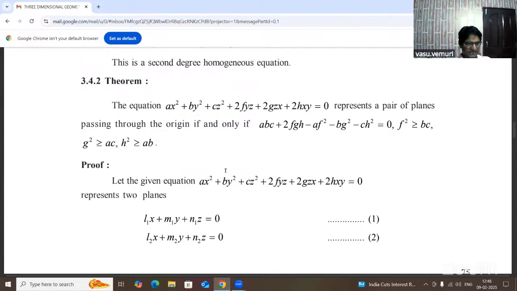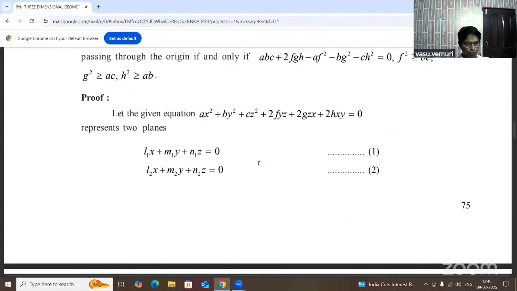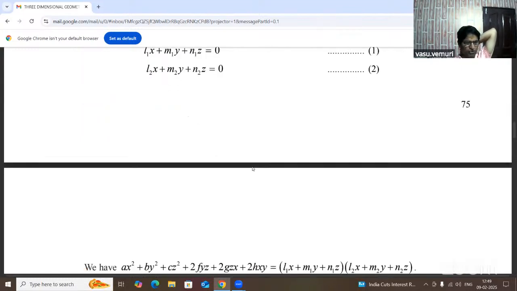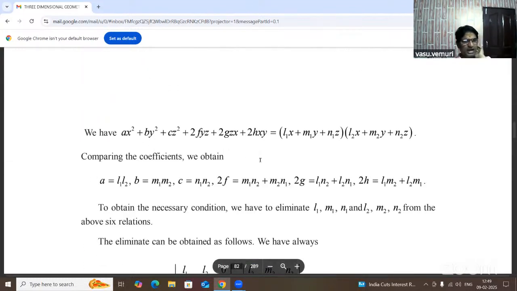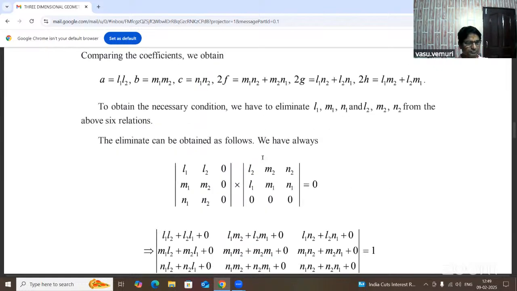First of all, you have to write the given equation. It represents a pair of planes. What are the two planes? L1x + M1y + N1z = 0 and L2x + M2y + N2z = 0. Comparing it with a pair of planes passing through the origin, which is equivalent to the combined, joint plane equation, comparing the coefficients, we write the determinant with rows L1 L2 0, M1 M2 0, N1 N2 0 crossed with L2 M2 N2, L1 M1 N1, 0 0 0.